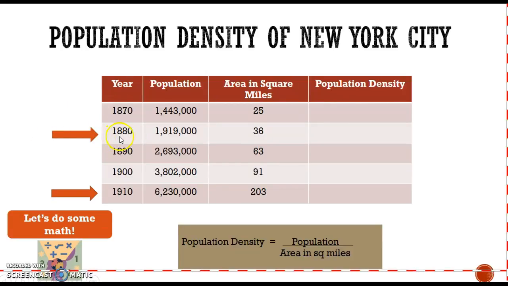So what I want you to do now is see if you can figure out the population density for the year 1880. And then I'll just have you skip down and do one more. Figure out the population density for the year 1910. So we're dividing the population, take this number and divide it by this number. So pause the recording and see what you figure out on those.